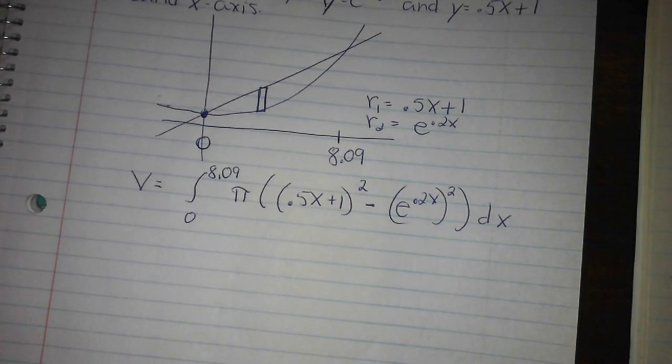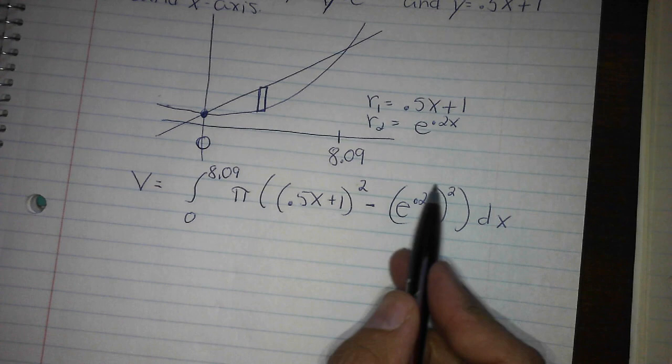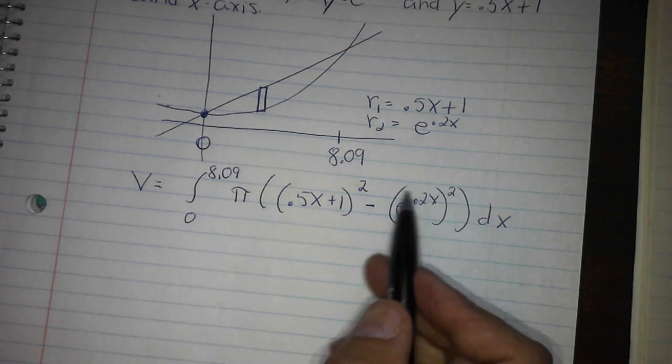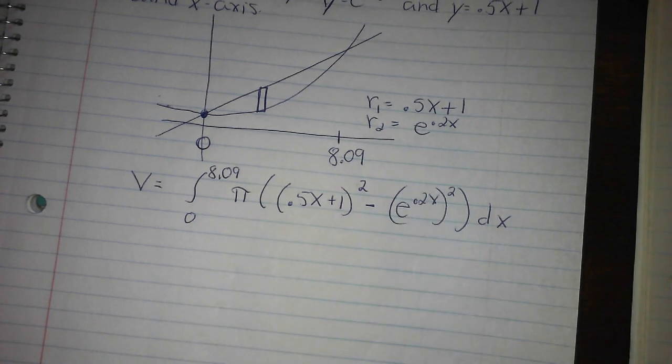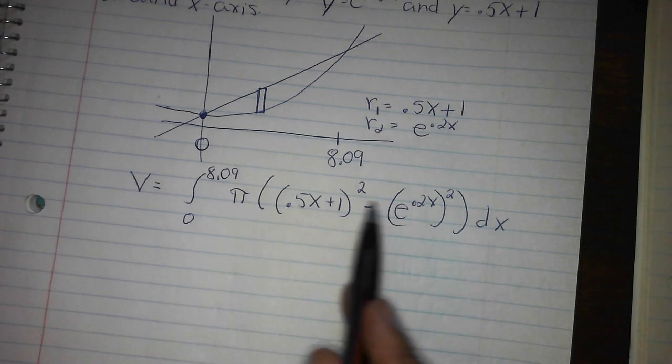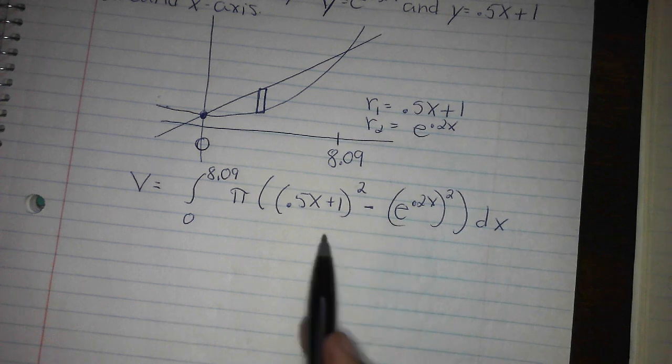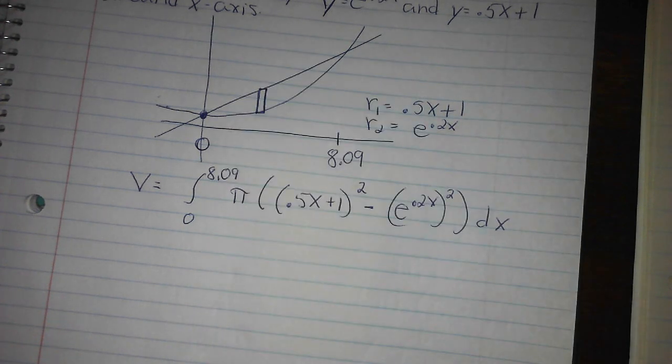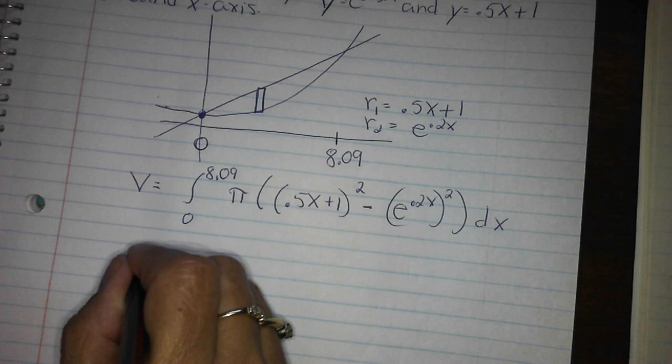So at this point, we do have to square first, and then we can distribute that pi to both of them, and then do antiderivative. Or you can just leave the pi out in front, carry it along, and do the squaring and antiderivative, and then multiply by pi at the end. It doesn't matter, as long as it doesn't get lost.